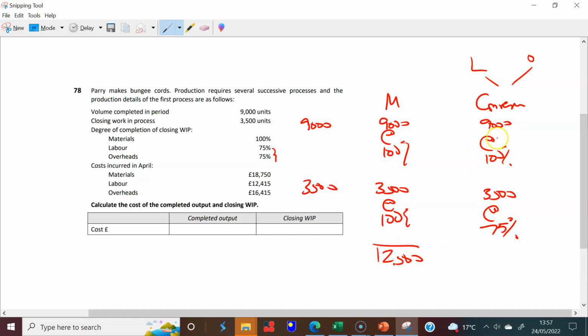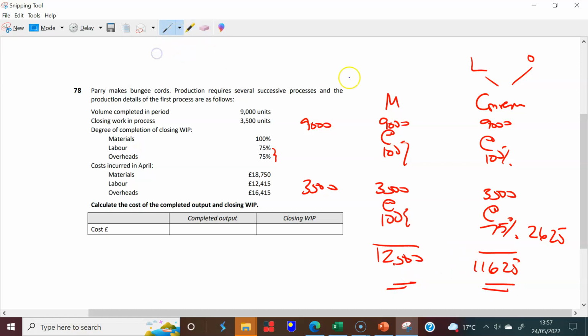And in terms of conversion, we have 3,500 times 75%, which is 2,625, which means that the total equivalent units, or full units, is 9,000 plus 2,625, which brings us to 11,625.